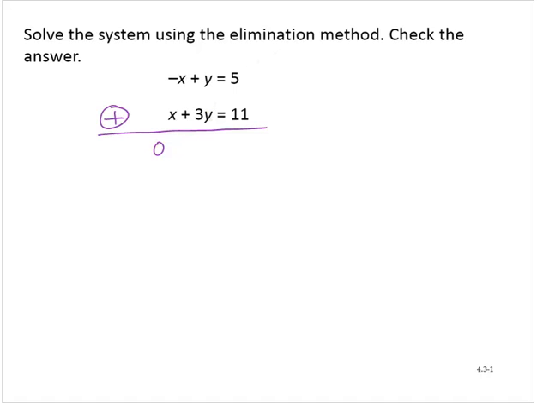Y plus 3y is 4y, equals 5 plus 11 is 16, and 0 plus 4y is simply 4y. So we now have 4y equals 16, and dividing through by 4, we have y equals 4.